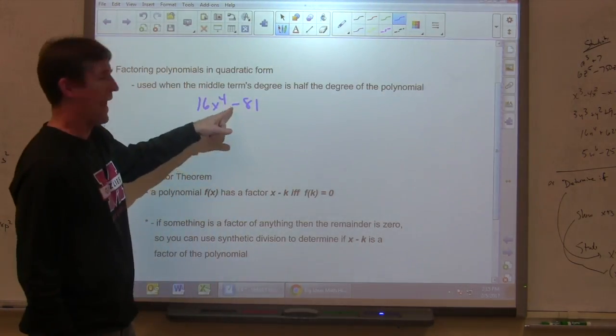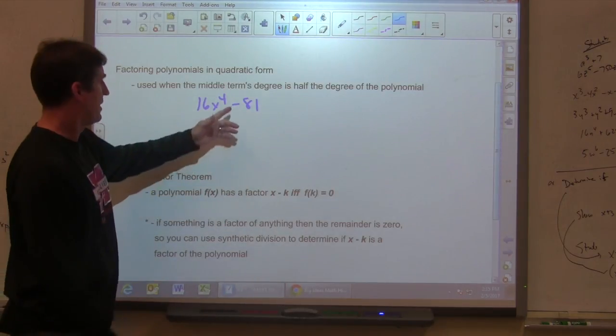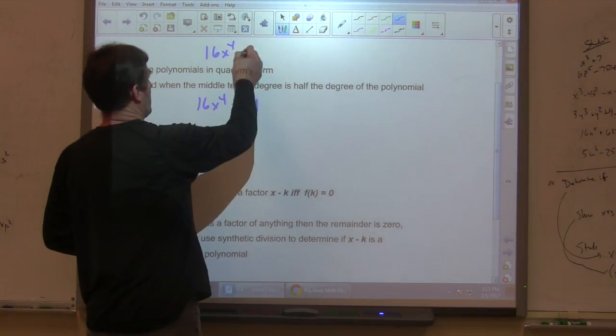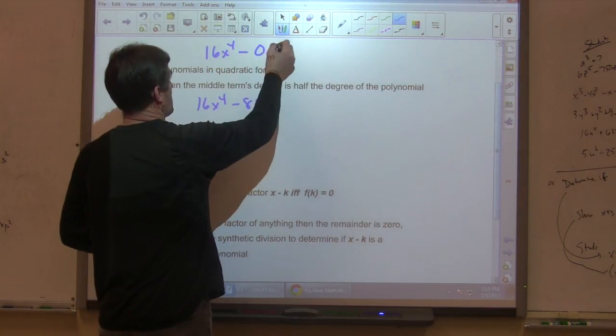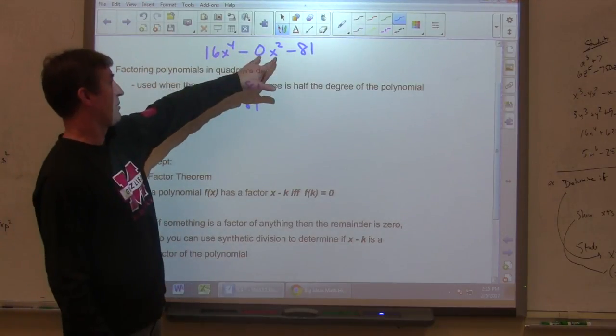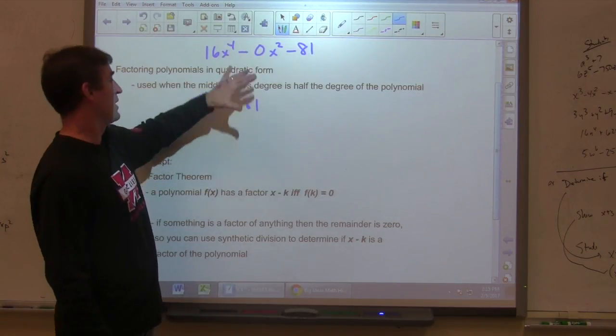Now in this case, we don't have a middle term. So we can actually write this as 16x to the 4th minus 0x squared minus 81. So anytime there is no middle term, I can always write it as half, so we can use this.